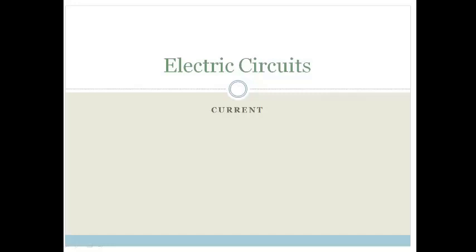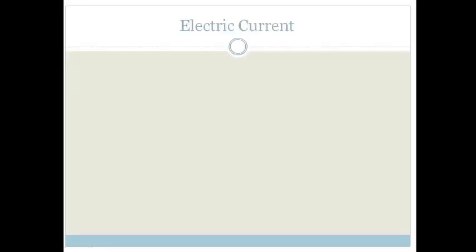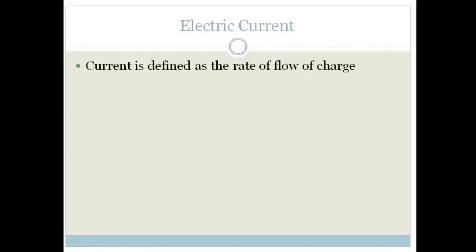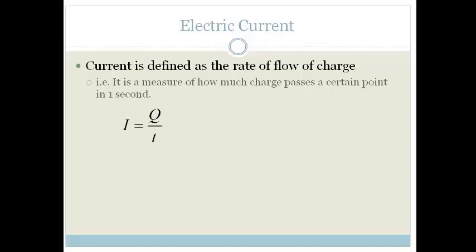Good day, grade 10s. In this lesson, we're learning about current. So, current is defined as the rate of flow of charge. In other words, a measure of how much charge passes a certain point in 1 second.